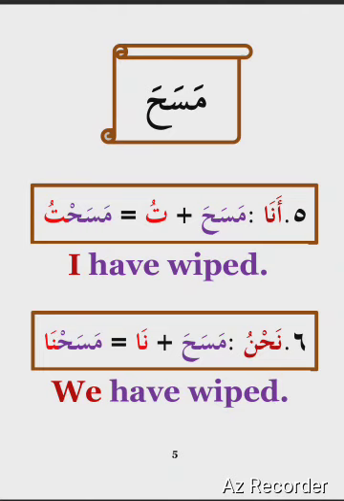All you need to do is to attach na to the last letter. Then you give sukun to the letter before it. So the verb masaha will now become masahna, which means we have wiped or we have cleaned or we have erased or we wiped.